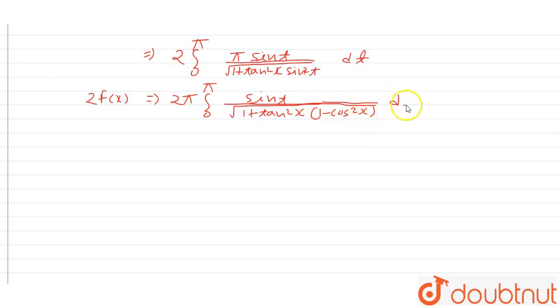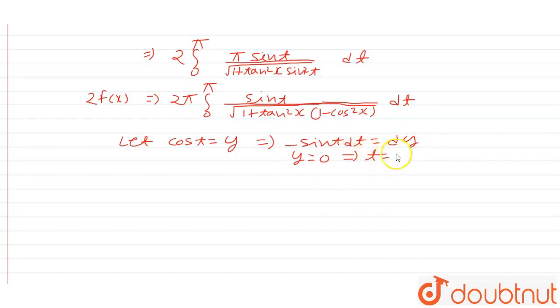And the value will come dt. Then next you have to write, let us consider that cos t equal to y. So cos t, if you write y, then it will come here y equal to minus sin t dt equal to dy. It is integration. So if you put x equal to 0, then t value will come 1. And also if x equal to pi by 2, then t value equal to 0.